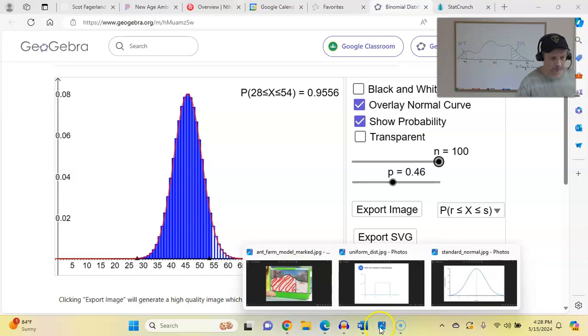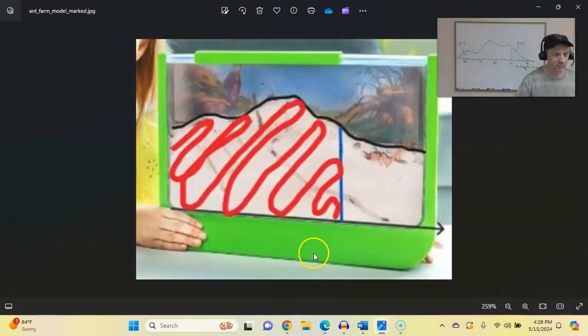And you can see the same thing on the pile of sand. If we wanted to find the percentage of grains of sand over here, we measure that as the area between 0 and this value.